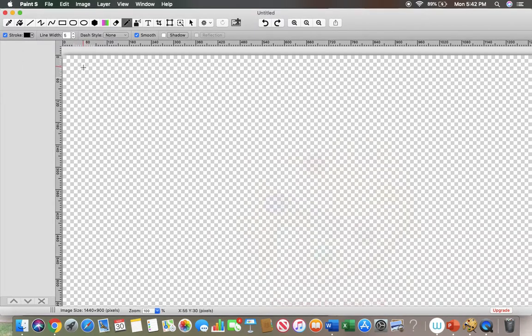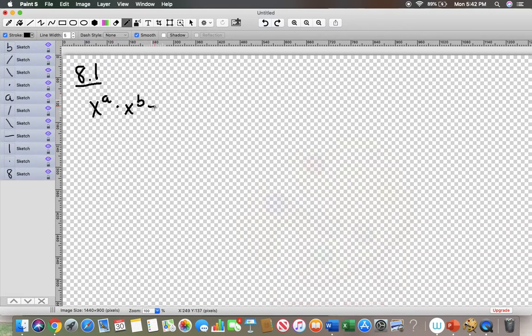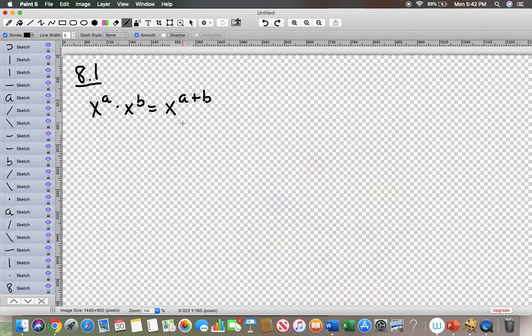So 8.1. We were talking about products and powers. We had our products property, which says multiplying the same base, what do we do to the exponents? Well, we add them. So whatever A and B are, we add those together because we've got a common base of x. And we're multiplying those. That does not apply if this multiplication sign right here is an addition or a subtraction sign. We must be multiplying same base. Then we can add the exponents.